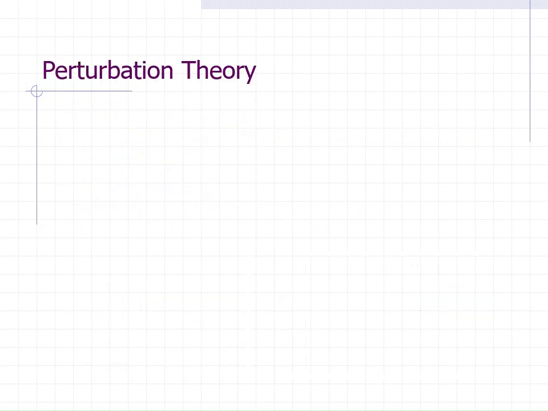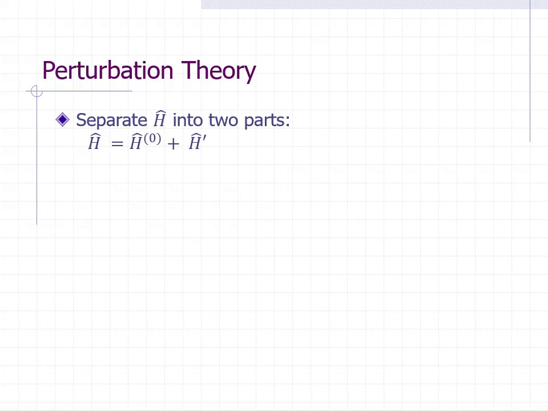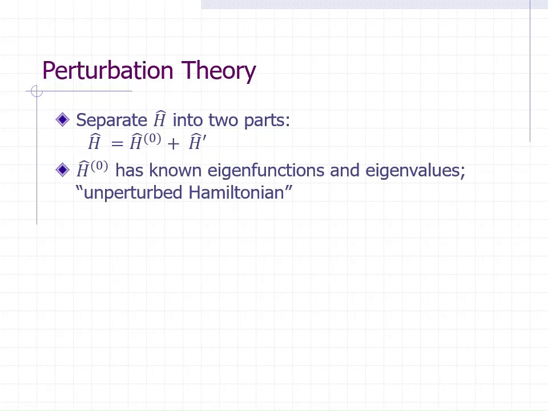Let's now talk about perturbation theory. Perturbation theory is useful when the Hamiltonian can be separated into two parts, such that the eigenfunctions and eigenvalues of one part are known. We denote this part of the Hamiltonian as H hat with a superscript 0 in parentheses. We read this as H naught. We refer to it as the unperturbed Hamiltonian or the Hamiltonian for the unperturbed system. The second term, typically denoted as H hat prime, is what we call the perturbation. This represents a small disturbance to the system.